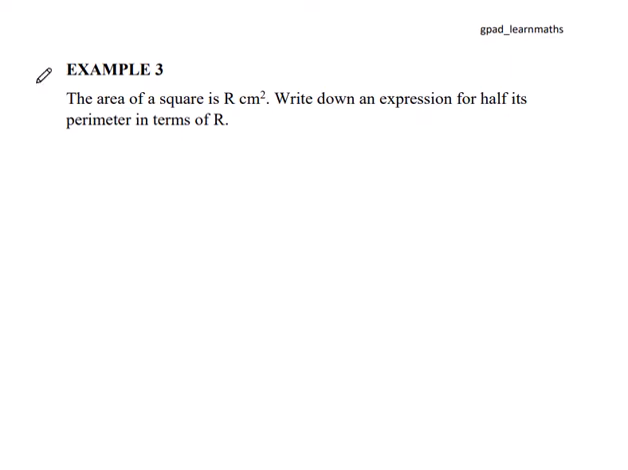So what I'll do here, first of all, is to understand what this question is asking us to find and what we're given. We're given the area, so it means that I am to find the perimeter from the area. Let's start by writing the formula for calculating the area of a square. The formula is L square, and this is equal to what we're given here, r centimeter square.